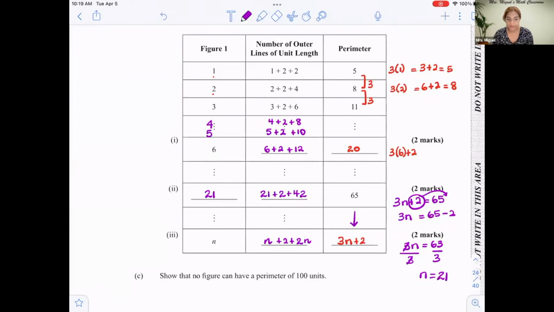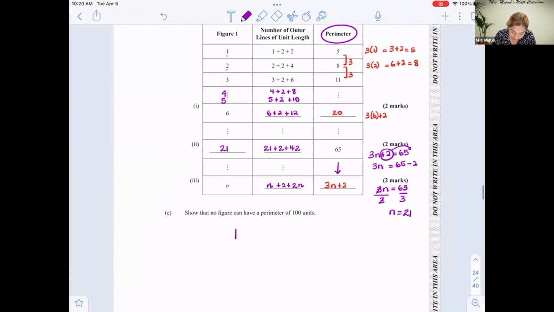All right. Show that no figure can have a perimeter of 100. Well, this is the part that students like to omit. What did they say? Show no figure has a perimeter of 100. Well, let's go to the perimeter column. In the perimeter column, there's a formula. So we want to show that P cannot be 100. So let us put P equals 100.